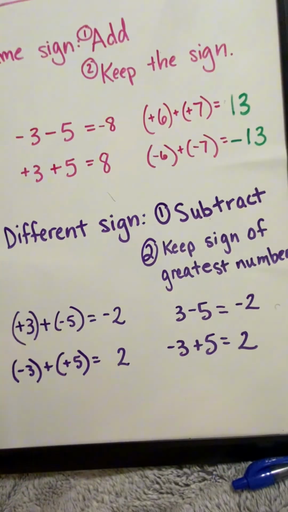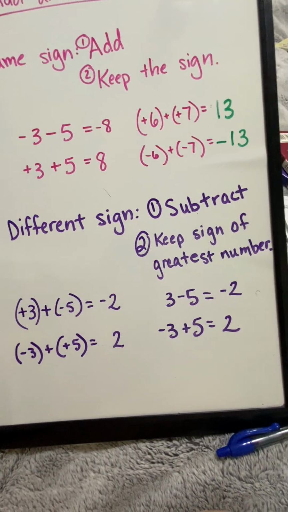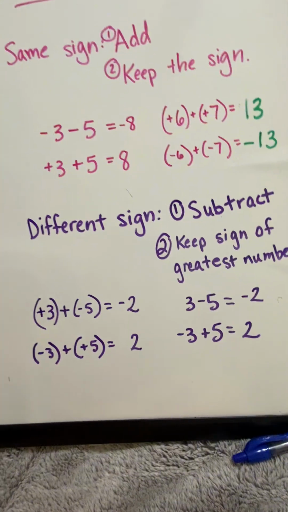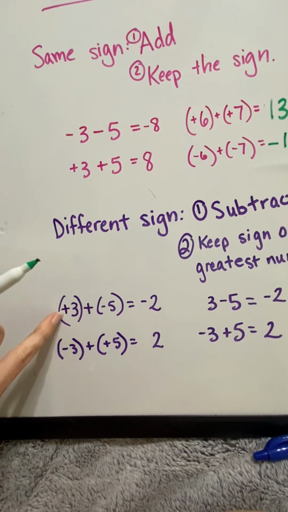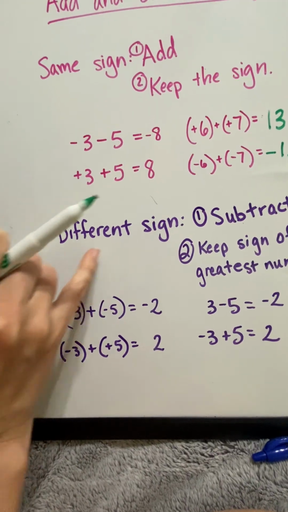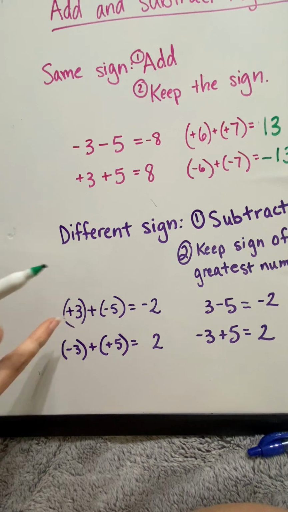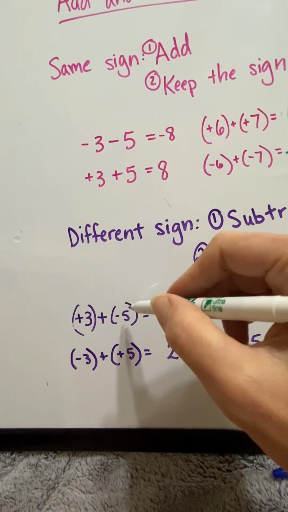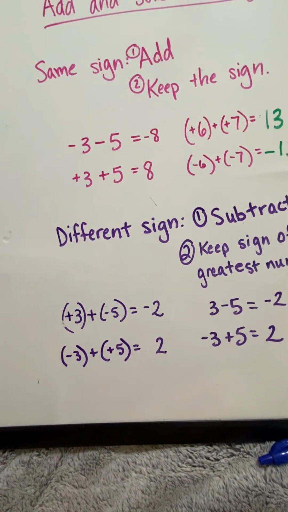Okay, if the signs are different, you subtract, and you keep the sign of the greatest number. Here we have our +3 plus a -5. This is a positive, that's a negative. They are different signs. So we subtract. We say 5 minus 3 is 2, okay? The biggest number that we have is 5, and the 5 is negative, so we keep the negative sign.